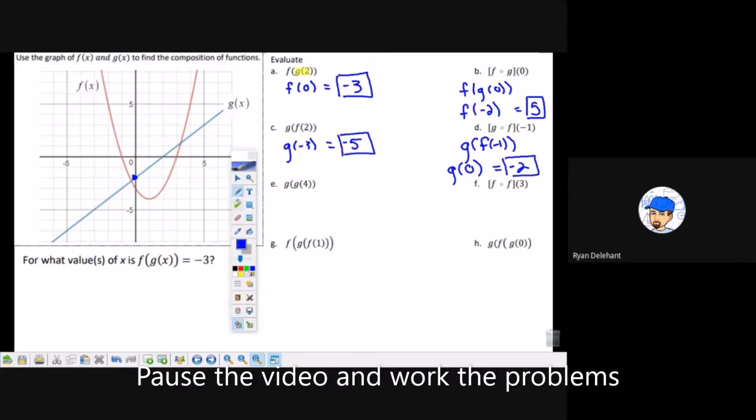So do these other 4 real fast. Check our work, okay? Just write down the answers, read it off the graph, and we'll double check ourselves in just a second. And then we'll work for this bottom one. Don't worry about the bottom one quite yet.